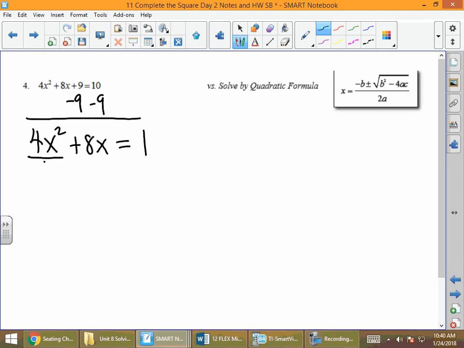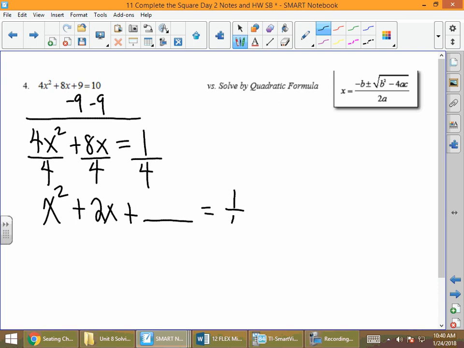So we need to divide everything by 4. And don't get too far ahead of me, because I am going to put the blank in on this one. We end up with x squared plus 2x plus something equals the 1/4 plus something.